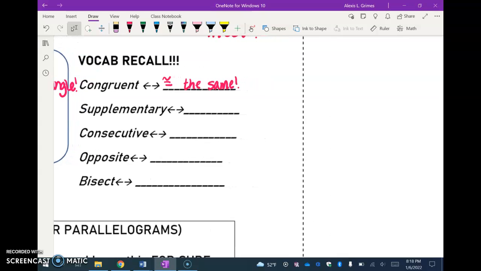Supplementary. If something is supplementary, another one we used a ton last semester, it means adds to 180 degrees. Okay, consecutive. I have a feeling a lot of people are not going to remember this one. We did go over it, but not a lot. Consecutive, we talked about consecutive angles. That's what we'll be talking about here too. I like to think of it as neighbors. It's like neighbors, so that means that they're next to each other.